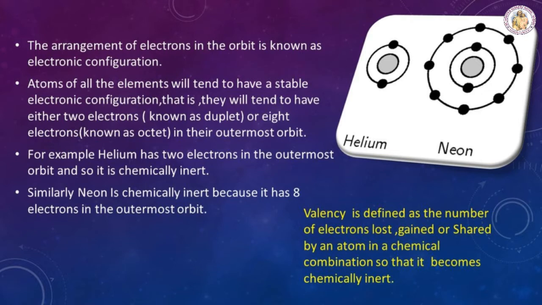The valence electrons in an atom readily participate in a chemical reaction and so the chemical properties of an element are determined by these electrons. When molecules are formed, atoms combine together in a fixed proportion because each atom has a different combining capacity. This combining capacity of an atom is called valency. So valency is defined as the number of electrons lost, gained or shared by an atom in a chemical combination so that it becomes chemically inert.